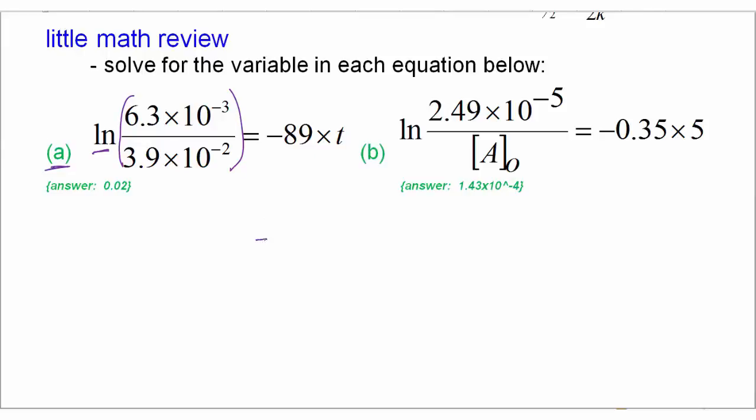Okay? So, let's try it. 6.3 times 10 to the -3 divided by 3.9 times 10 to the -2, and I push the natural log button. I get about -1.82. Divide it by -89, and you get about 0.02.